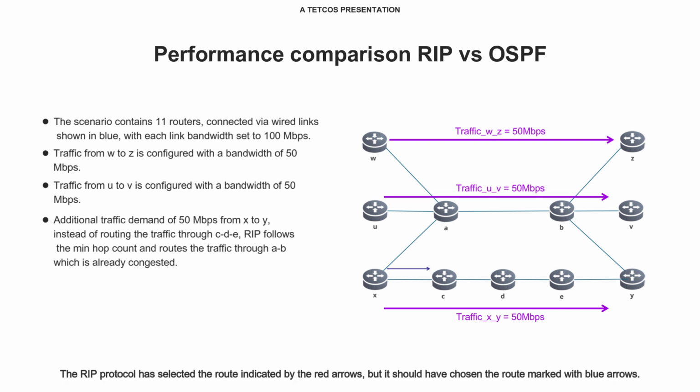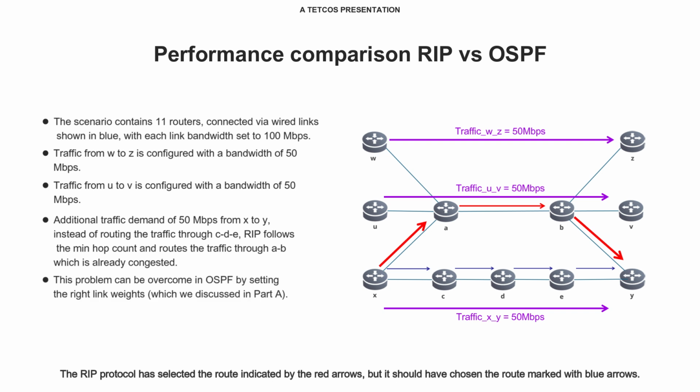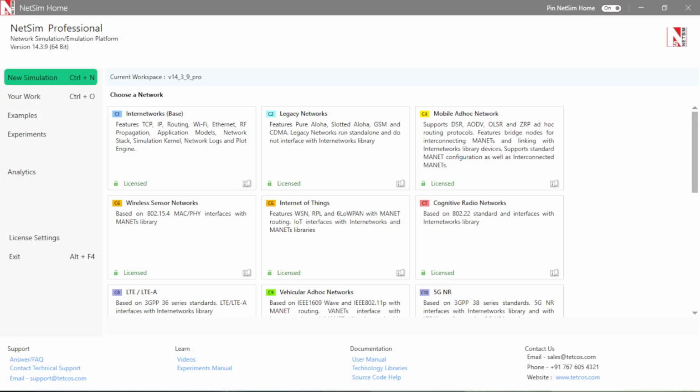Instead of routing the traffic through C, D, E, RIP follows the minimum hop count rule and routes the traffic through the link from A to B, which is already congested. This issue can be addressed in OSPF by configuring the appropriate link weights, as discussed in Part A. Let's understand the same scenario using a built-in experiment in NetSim.